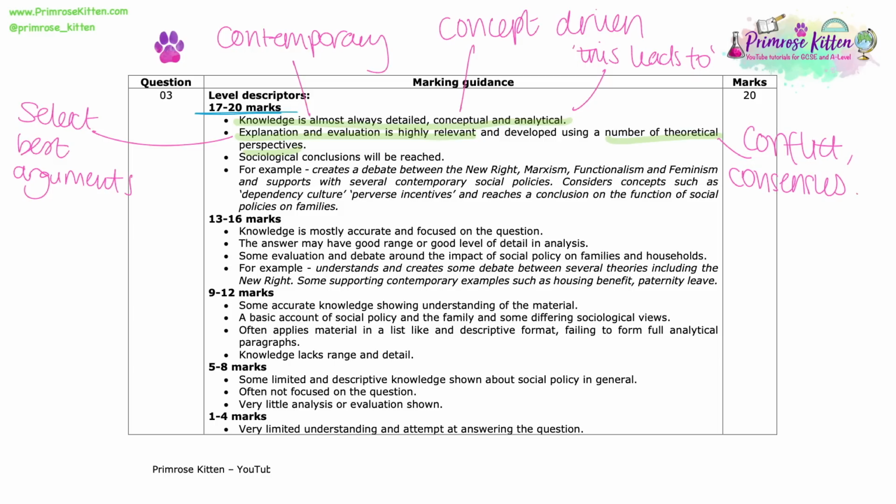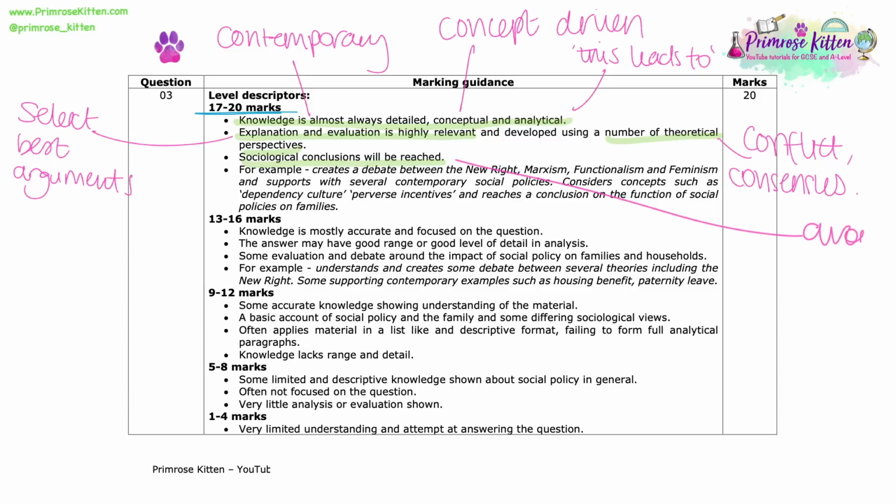Where it then says sociological conclusions will be reached, you will be ensuring this takes place throughout the whole essay, maybe in that link bit of your paragraphs, maybe also that short conclusion at the very end of your essay where you actually do answer the question.